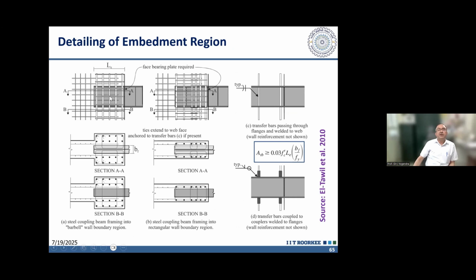One way I explained was that we can provide holes into this steel element through which our stirrups can pass. Another possibility is that we can weld this reinforcement to the web of this steel element. We can weld so that the confinement is available.